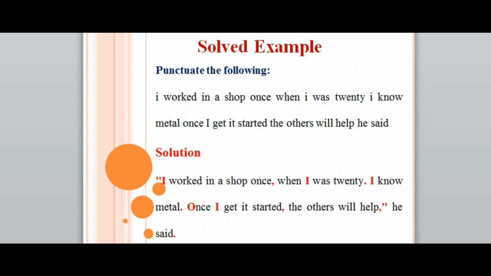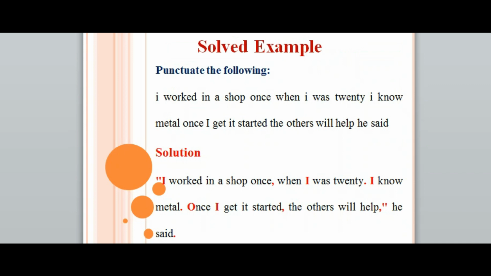Let's move to the solved examples. Here at the top you will see the unpunctuated statement. Then I have given the solution as well to make you understand how certain punctuation marks are used. I worked in a shop once when I was 20. I know metal once. Once I get it started, the others will help, he said.